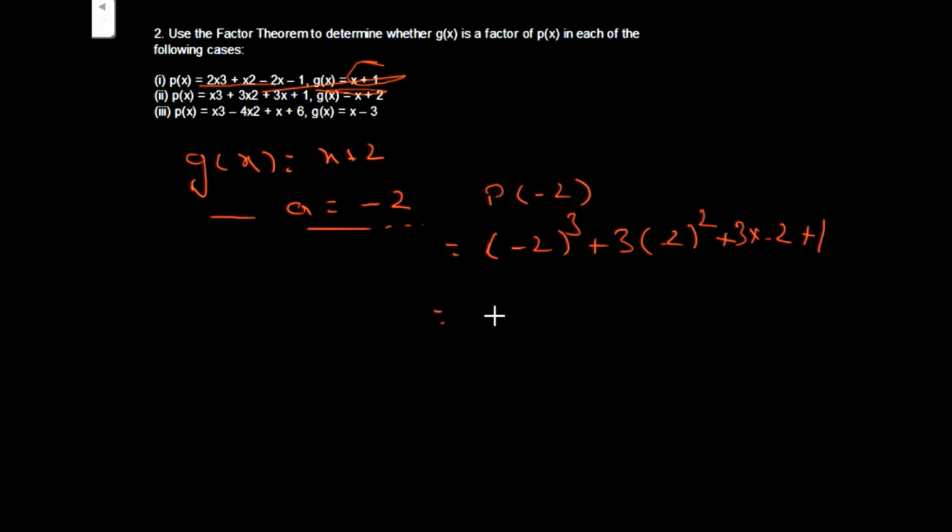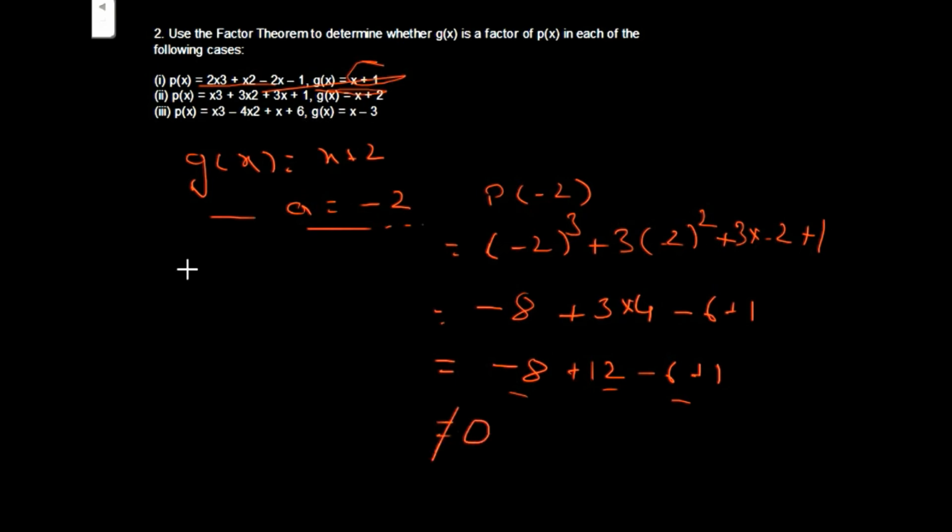So, (-2) cube is minus 8, plus 3 multiplied by 4, minus 6, plus 1. So, I will be left with minus 8 plus 12 minus 6 plus 1, which we can clearly see is not equal to 0. Because minus 8 minus 6 is minus 14, and here I have 12 plus 1, 13. So, it is not equal to 0. So, x plus 2 is not a factor in this case. Similarly, the third case can be done.